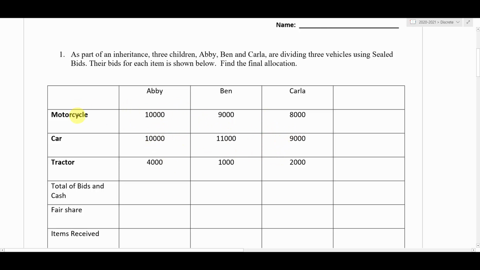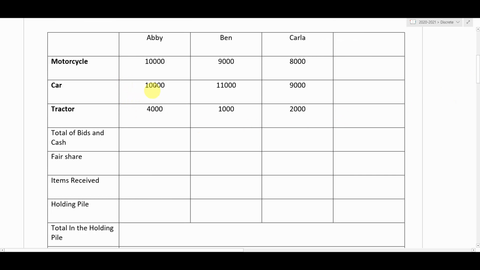We have all of their bids on the 3 different items, and then we've got to go and figure out their fair share. Okay, so step 1 of figuring out fair share is adding up the total value of the estate, and then we divide that by the number of players in the division. So if I add up Abby's values here, we're going to get $24,000.